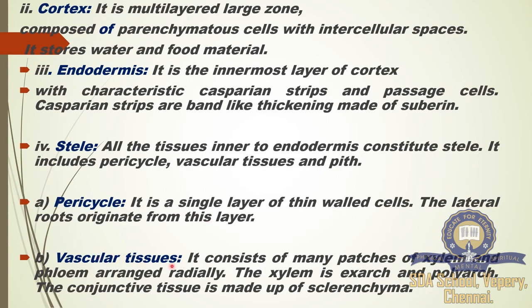Next, vascular tissues. They consist of many patches of xylem and phloem arranged radially. The xylem is exarch and polyarch. Polyarch means it has many xylem strands. The conjunctive tissue is made up of sclerenchyma. The conjunctive tissue is the tissue which helps to connect xylem and phloem, and here it is made of sclerenchyma cells.